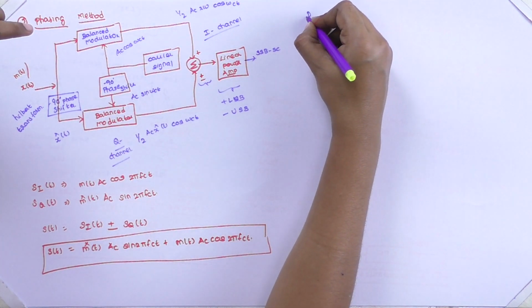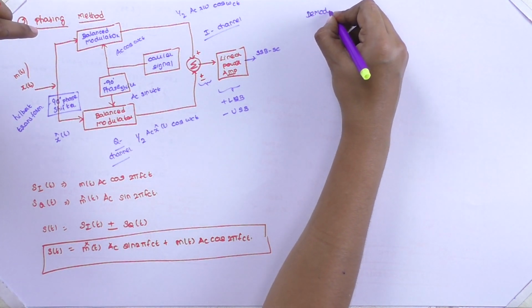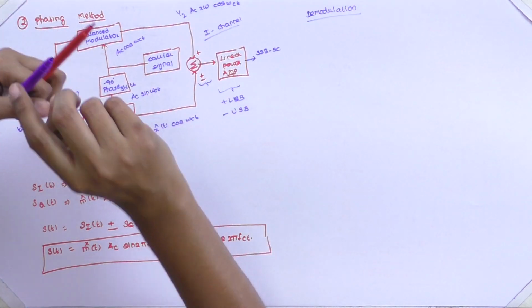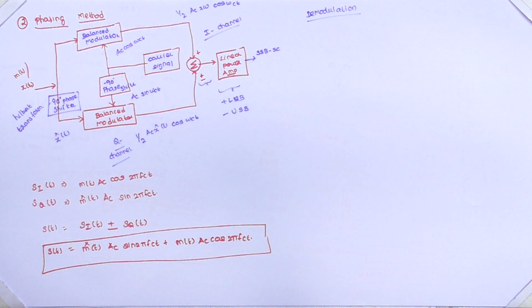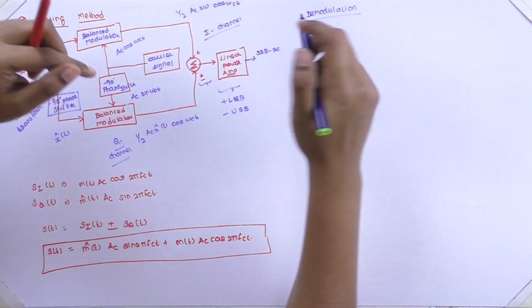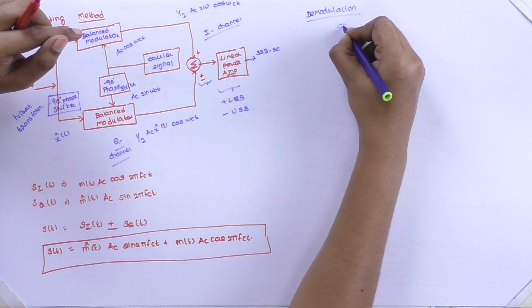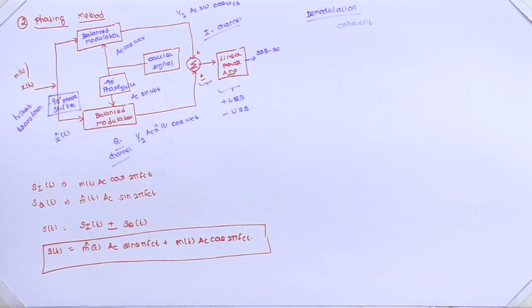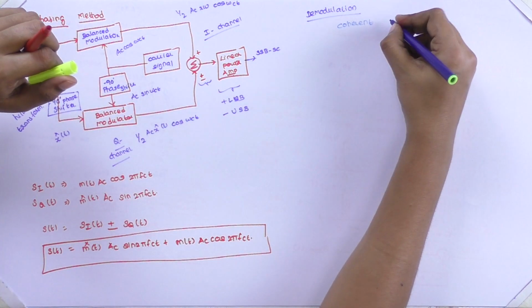Now we are going to see the demodulation. In the generation part, we have seen two methods. One is filtering and another one is the phasing method. And now we are going to see, in demodulation, the coherent detection method.